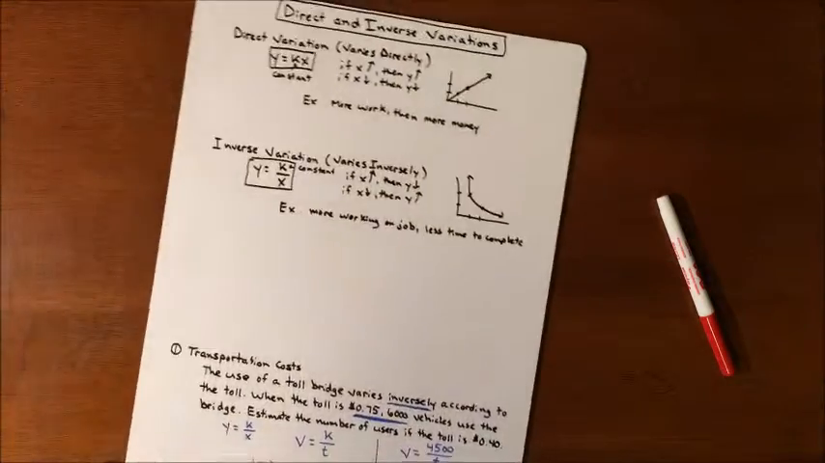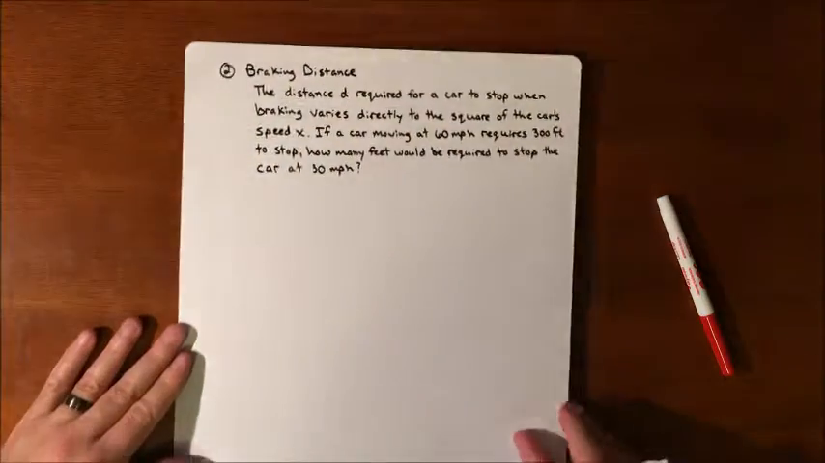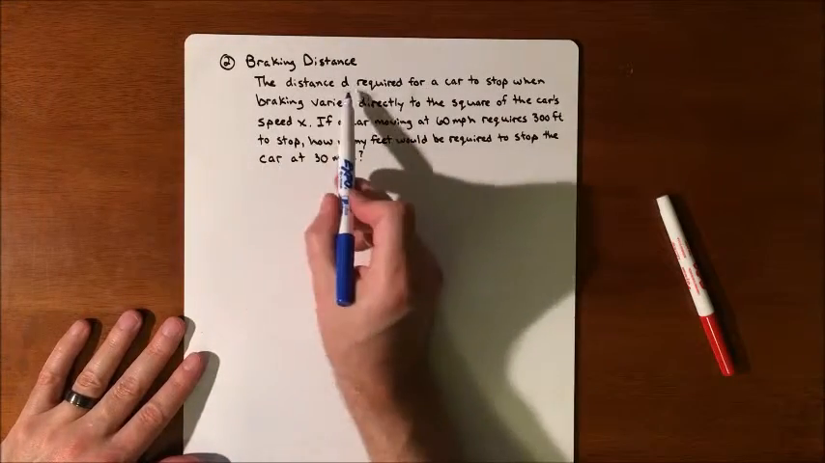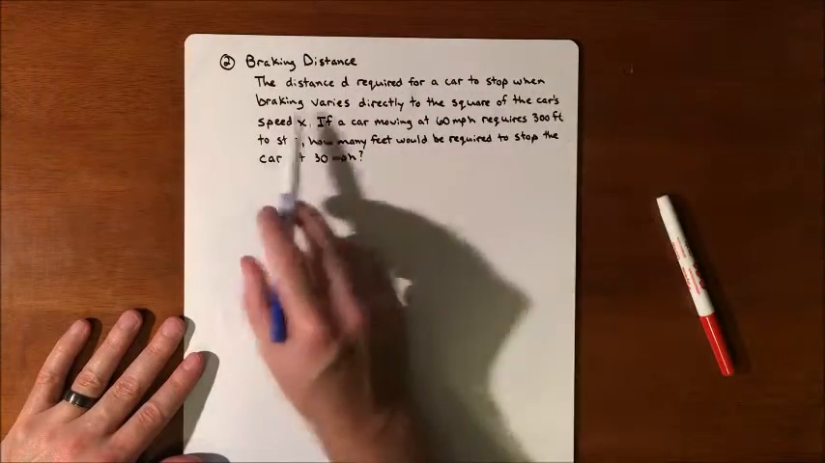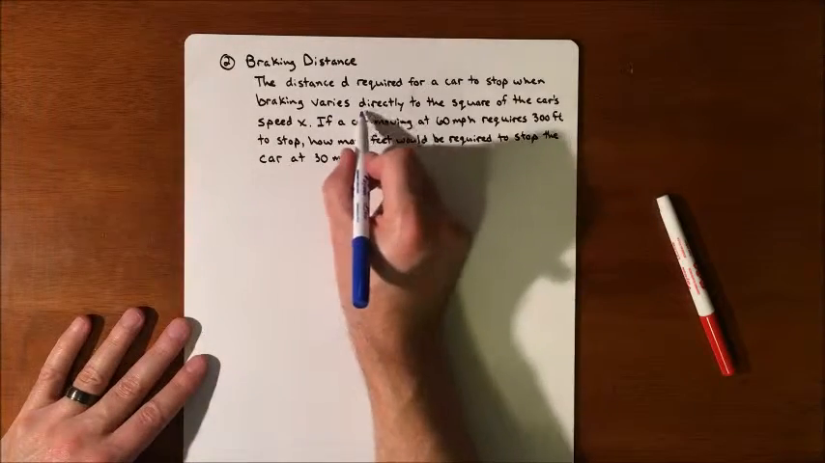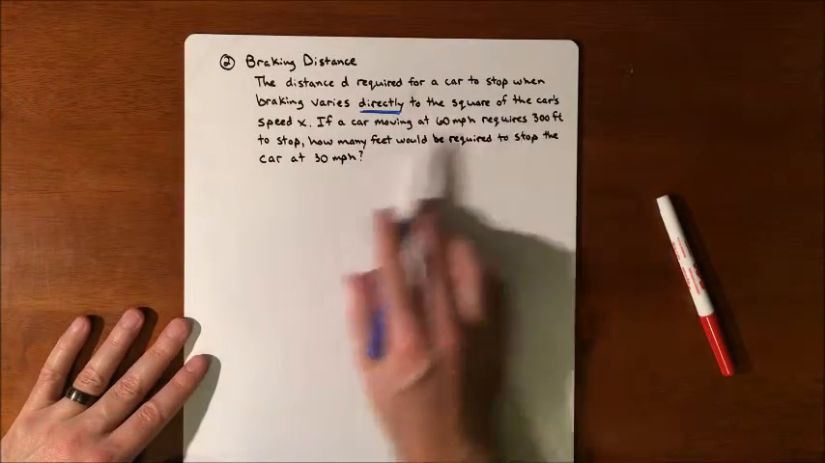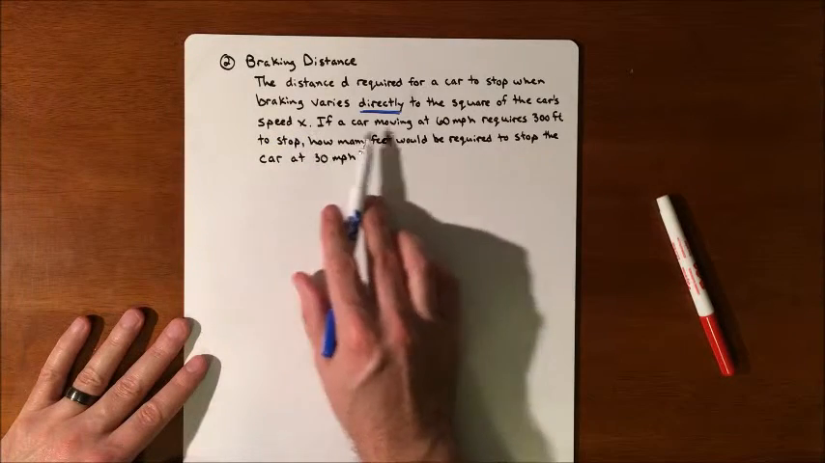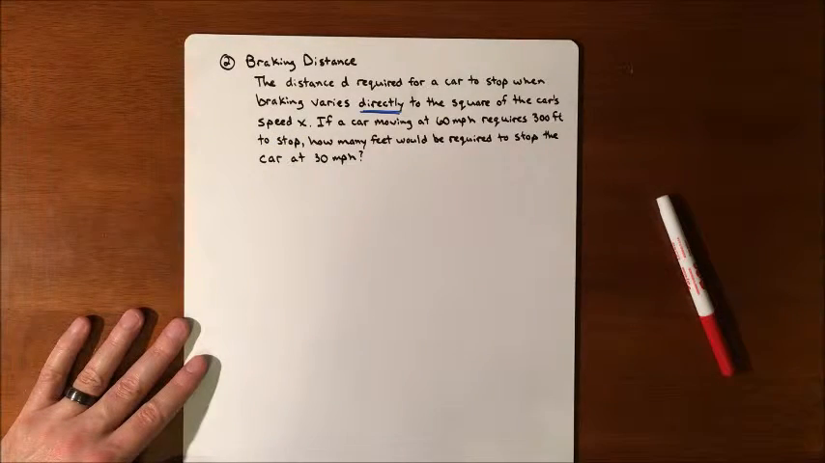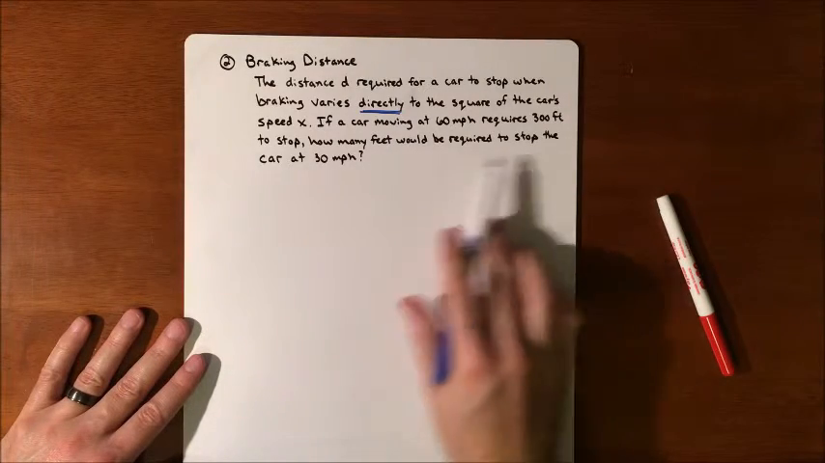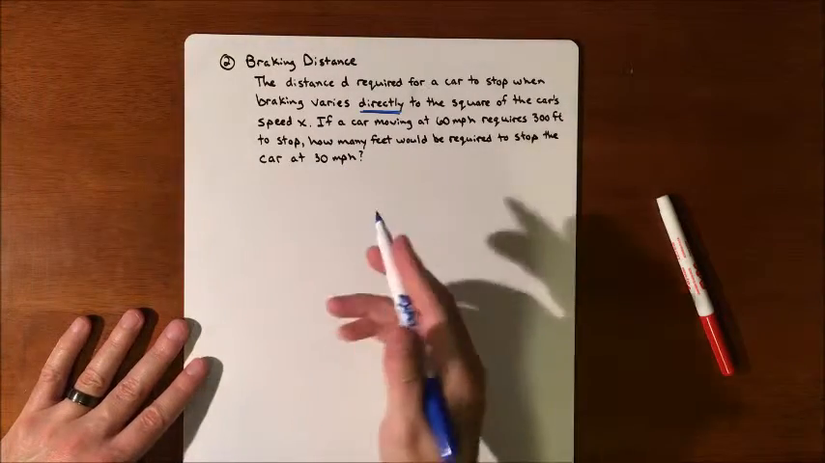All right, our second example is talking about a braking distance. It says the distance d required for a car to stop when braking varies directly, so I'm going to underline that, varies directly to the square of the car's speed x. If a car moving at 60 miles per hour requires 300 feet to stop, how many feet would be required to stop the car at 30 miles per hour?